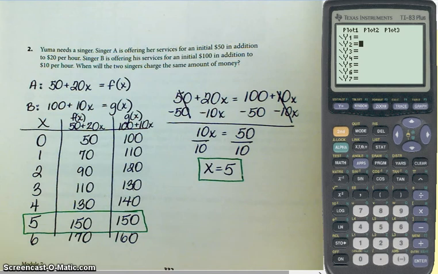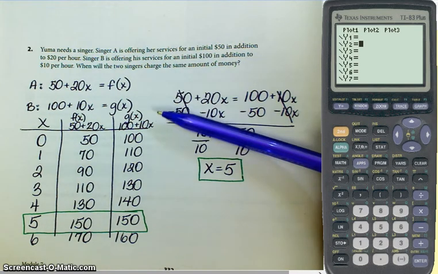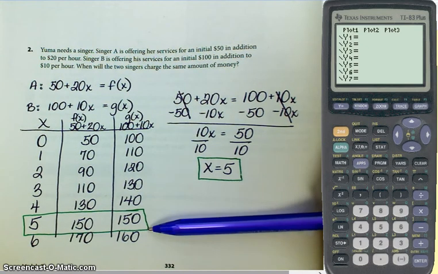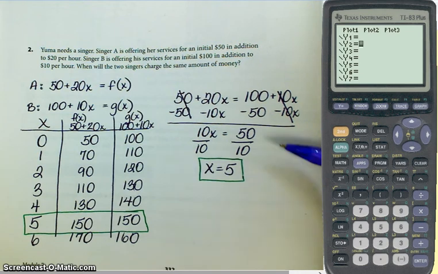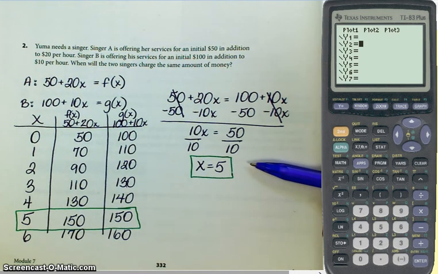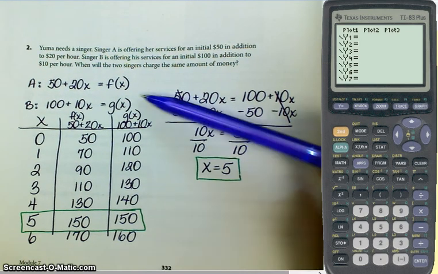I am on page 332. For those of you who were on the field trip and missed today, we did number 2 and number 5 as part of our class, and I asked to solve the problem by making a table and also to solve the problem by setting the two equations equal to one another. So that's what this is all about.